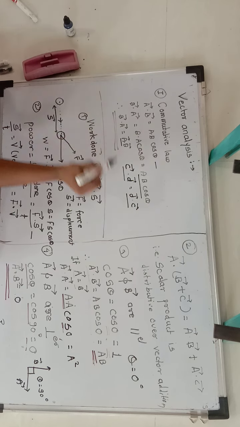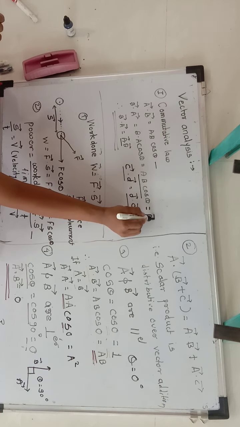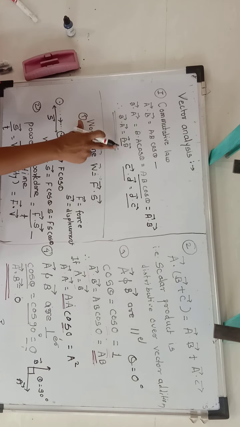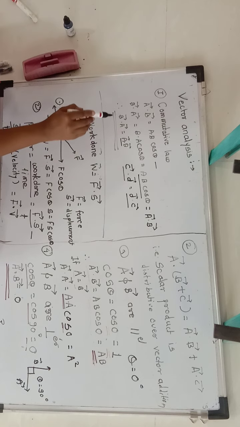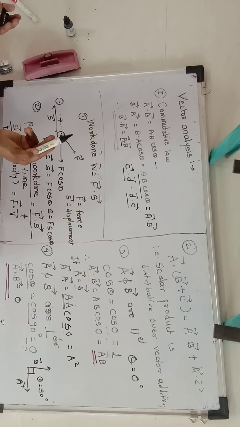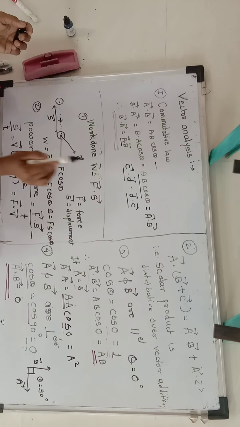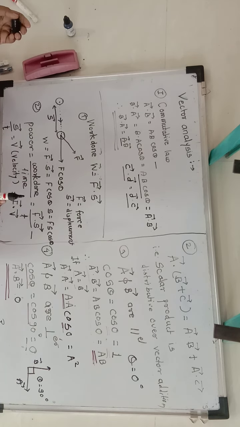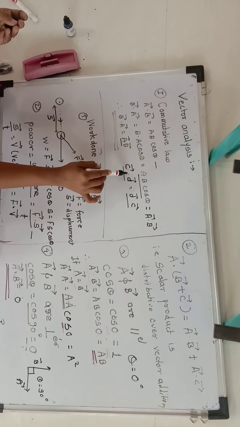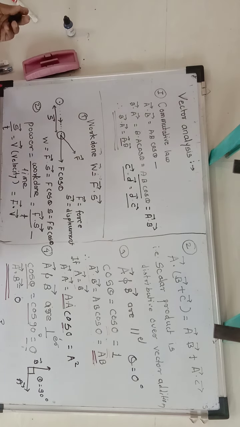Which means b bar dot a bar is equal to a bar dot b bar, so the scalar product is commutative. We can write b bar dot a bar or we can write a bar dot b bar. Suppose we have another two vectors c bar and d bar. We can write the dot product as c bar dot d bar or d bar dot c bar. C bar dot d bar is equal to d bar dot c bar. So the scalar product of two vectors is commutative.